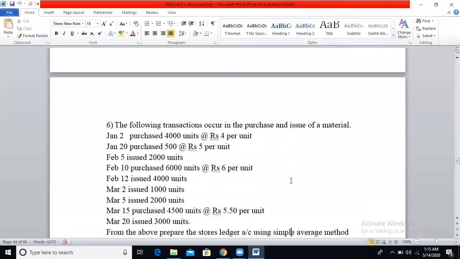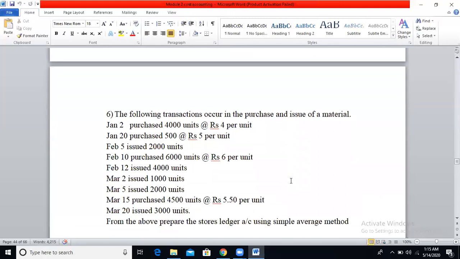The following transactions occur in the purchase and issue of material. January 2nd, we are purchasing 4,000 units at the rate of 4 per unit. January 20th, we are purchasing 500 units at the rate of 5 per unit. February 5th, we are issuing 2,000 units. Now you have to decide at what price this 2,000 units will be issued. February 10th, we are purchasing 6,000 units at the rate of 6 per unit. February 12th, we are making an issue, that is 4,000 units.